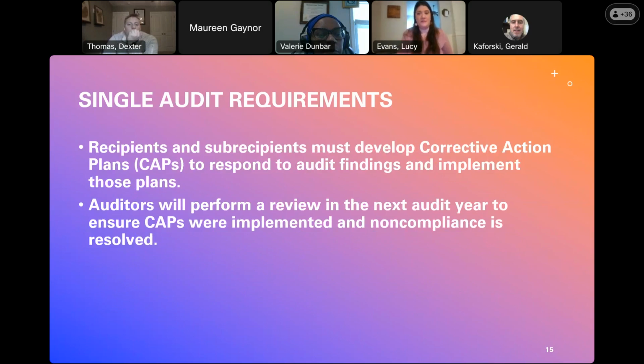Recipients and subrecipients must develop a corrective action plan, sometimes called a CAP, to respond to audit findings and implement those plans. Auditors will perform a review in the next audit year to ensure CAPs were implemented and non-compliance is resolved.